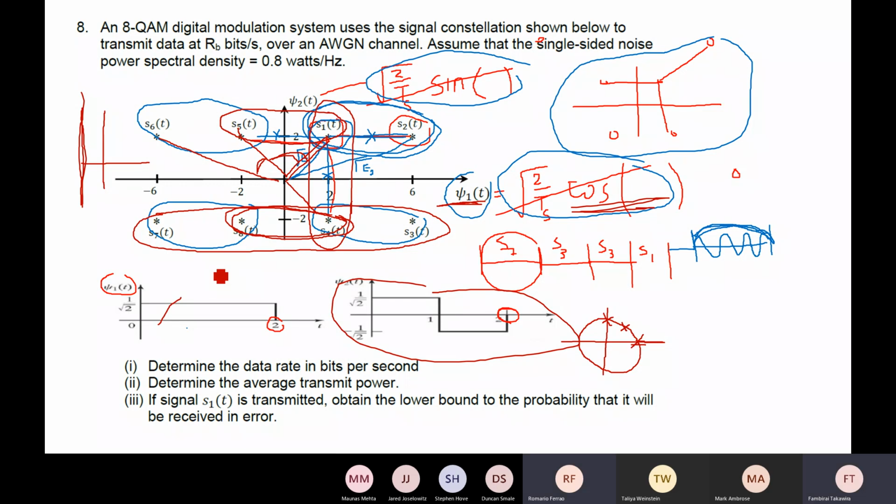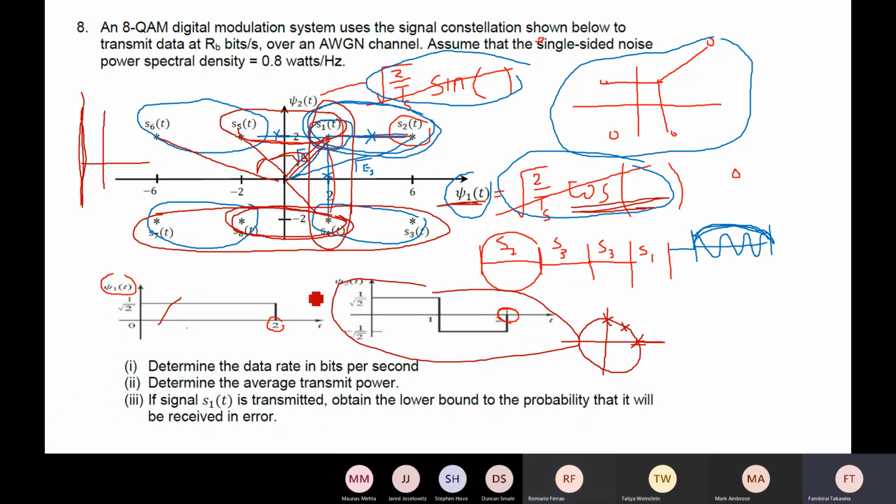Hi, sorry. Go ahead. Just before Tali continues with her questions, I just want to ask with regards to the basis functions, are these two orthogonal? Yes, they are.